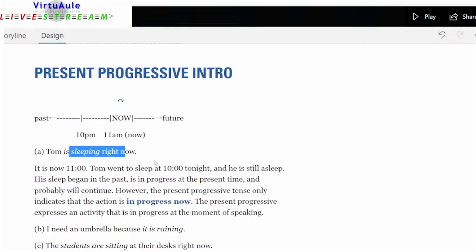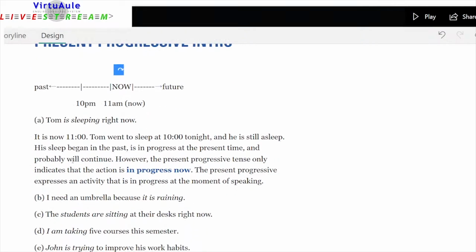So 10 p.m., it's 11 o'clock now. Tom is sleeping right now. Right now he's sleeping. It's now 11 o'clock. Tom went to sleep at 10 tonight or last night, and he's still asleep. His sleep began in the past, is in progress in the present time, and probably will continue.